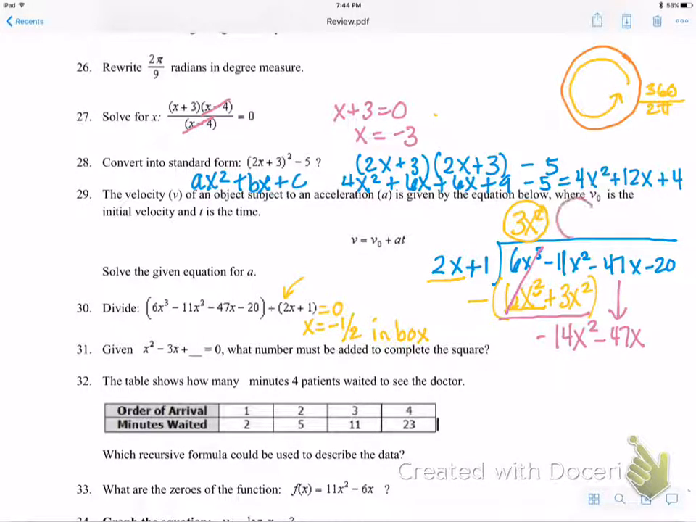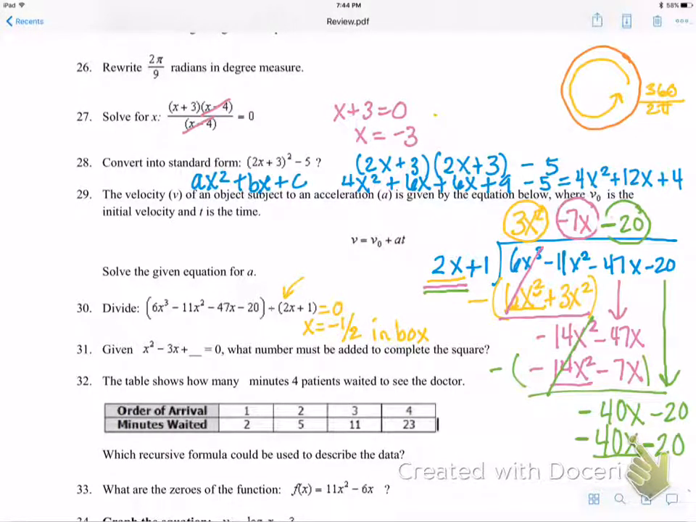Next up, we have to bring down the next term, which is negative 47x, and continue the same process. So what could I put in this pink bubble here? So when I multiply the pink bubble times 2x, I get negative 14x squared. Well, that's going to be a negative 7x. So I'm going to multiply those. Negative 7x times 2x gives me negative 14x squared.